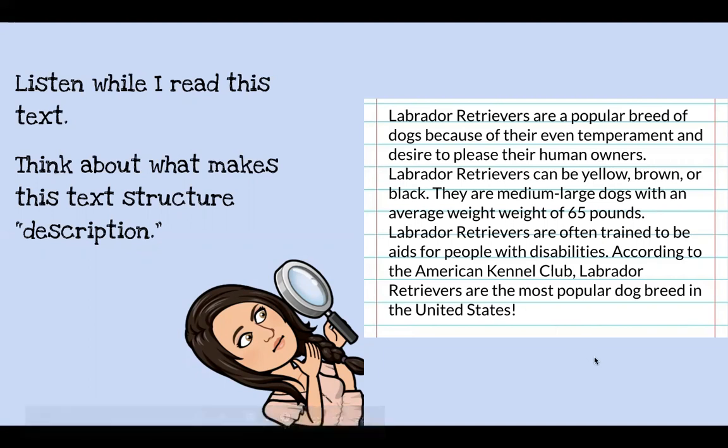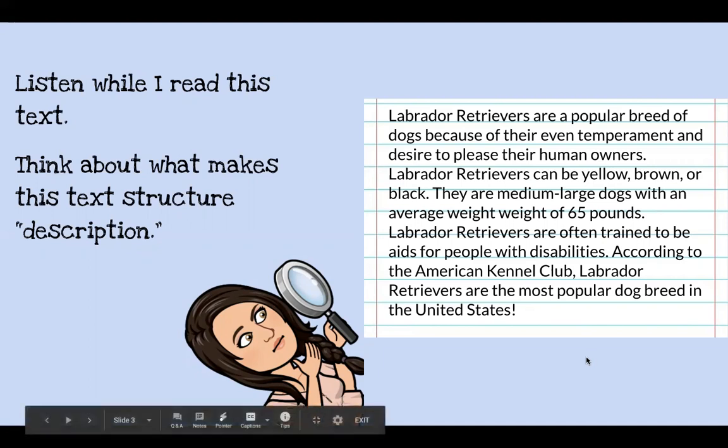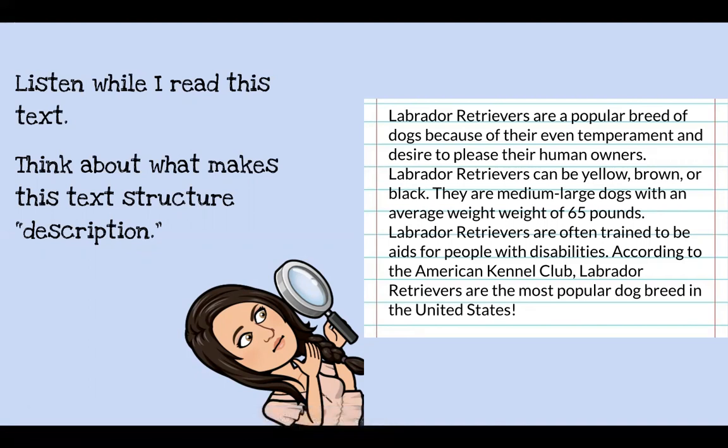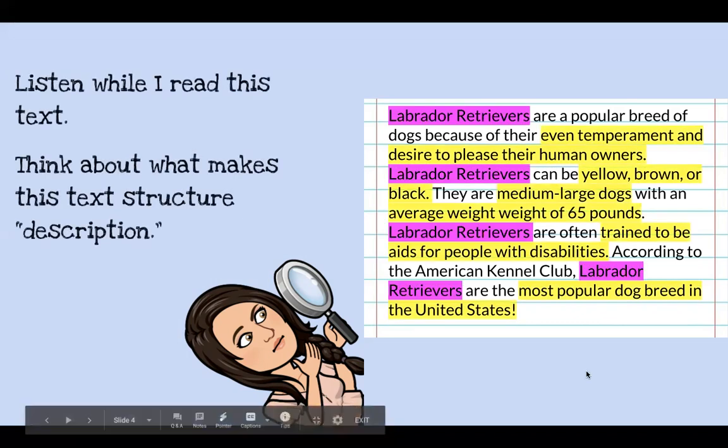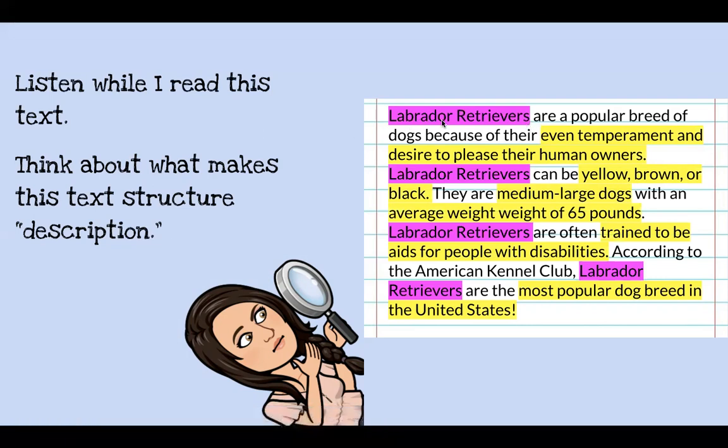Now I'm going to show you how I annotated my notes or highlighted things that I thought were important for that note-taking piece. How would I take notes on a description text structure? And what keywords in this passage helped me realize that this was text structure of description? I highlighted what I think this passage is all about, and it's all about Labrador retrievers because, as you can see, the author wrote it 4 times in this passage. Also, I highlighted information that I learned by reading this passage about Labrador retrievers.